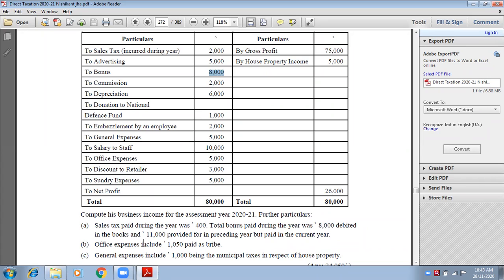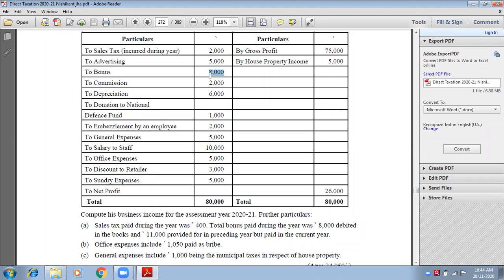And listen very carefully. And 11,000 provided in the previous year, preceding means previous year, but paid in the current year. See, 8,000 was paid in the current year and it is shown in the books of accounts. We have proof in the P&L, bonus 8,000 is there, on the debit side. Something which is paid is okay. So 8,000 is okay. Don't do anything with 8,000 because it is paid and shown in the P&L on the debit side.